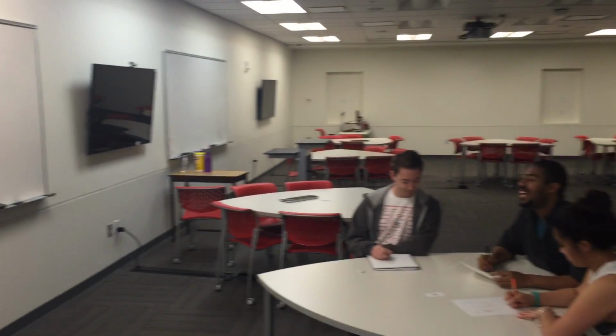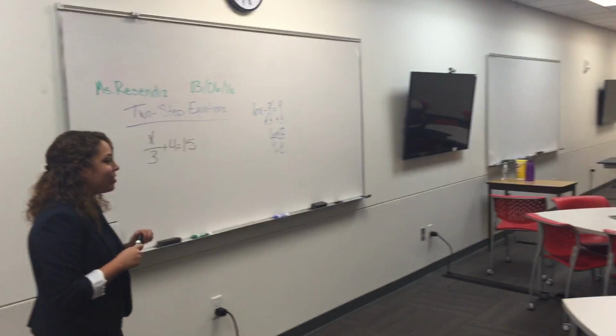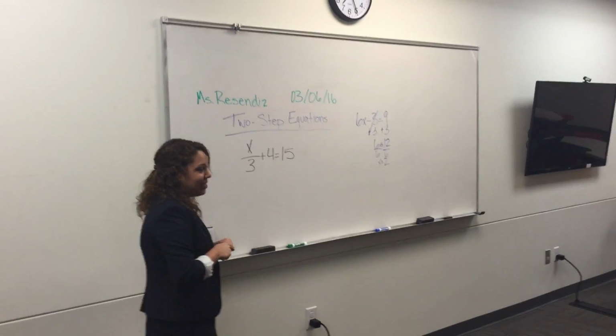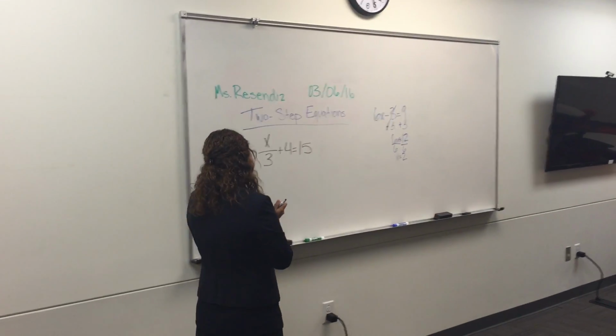Excuse me? Yes. I get confused, so I understand that you subtract 4 from both sides, but where do we go from there? Do you guys have the same concern, or you kind of figured it out? Okay, I'll go ahead and show you guys.